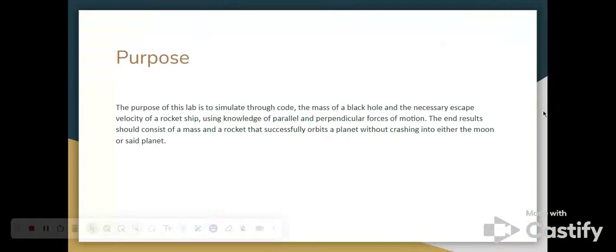The purpose of this lab is to simulate through code the mass of a black hole and the necessary escape velocity of a rocket ship, using knowledge of parallel and perpendicular forces of motion. The end results should consist of a mass and a rocket that successfully orbits a planet without crashing into either the moon or said planet.